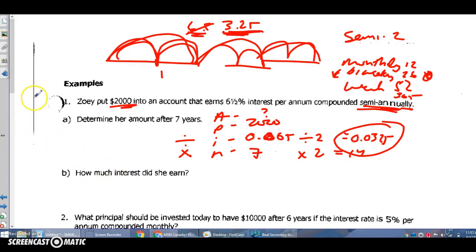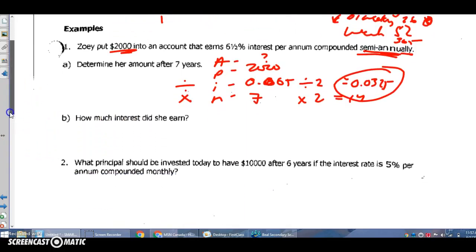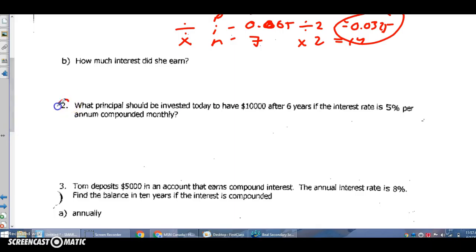Okay, let's keep going. Here's a different question right here, and this will be the last one I'll do because they're all the same after this. Compounded monthly. So what principal should you invest today? Later on, you're not going to know if I'm looking for A or if I'm looking for P. So let's look at this.